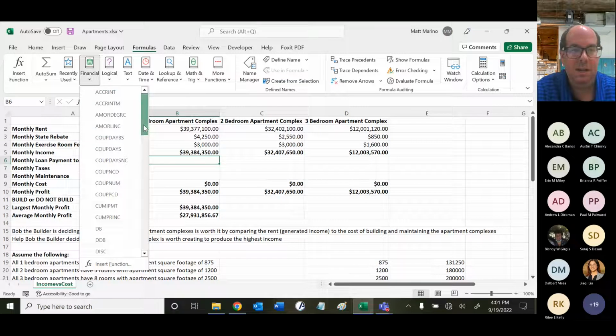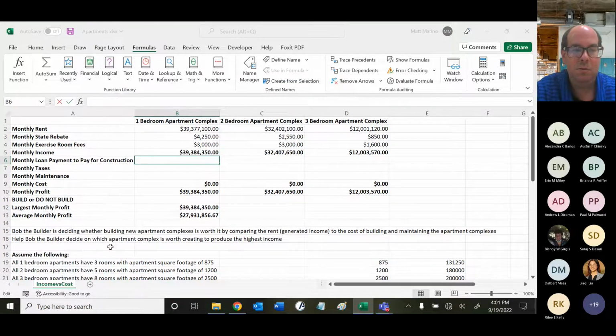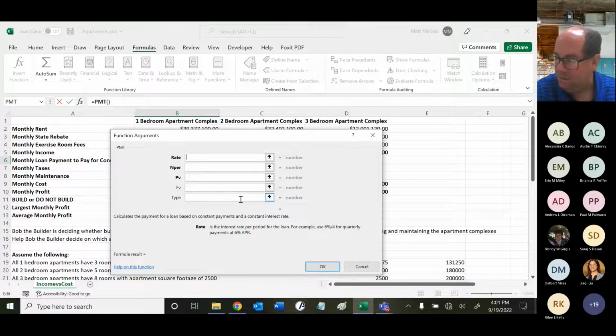So you could do formulas, financial, PMT, or simply type it in. So our rate is the absolute of E35. It's in that cell. Our number of payments is the absolute of F35 multiplied by 12. There's 12 months in a year, right? Then our present value is E19 times E40.